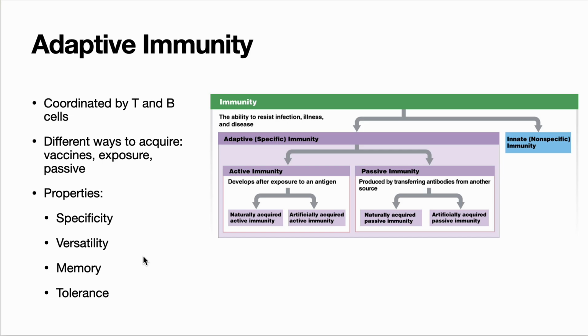Now, you can also artificially acquire passive immunity when we administer antibodies from, like I said, either from one person or if they're synthesized antibodies from the lab into an individual, and then those antibodies can target a particular antigen or pathogen.